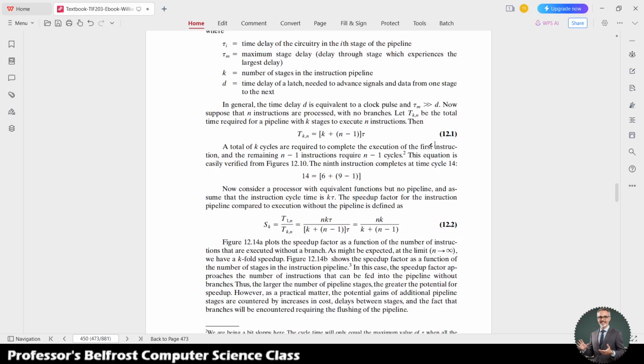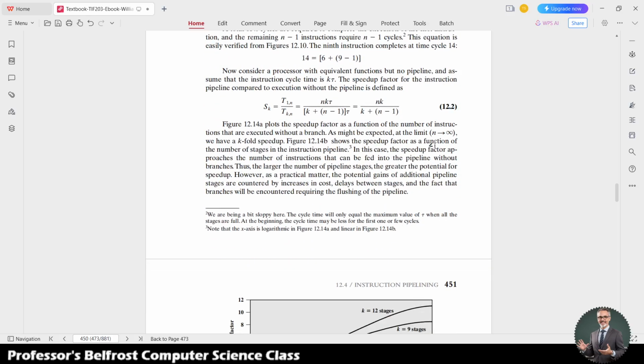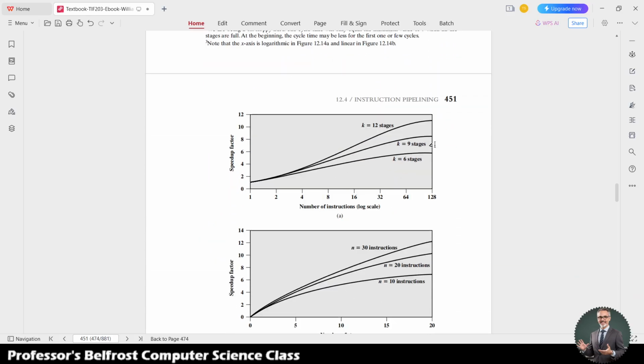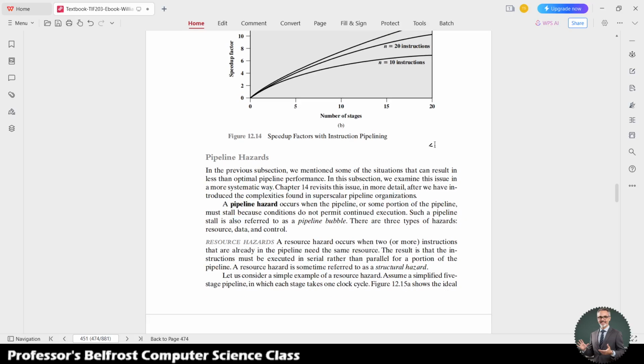There are some other formulas, which are derivations of the previous formulas. I think this is not very important, so I will skip this topic. Okay, let's continue to the next one.